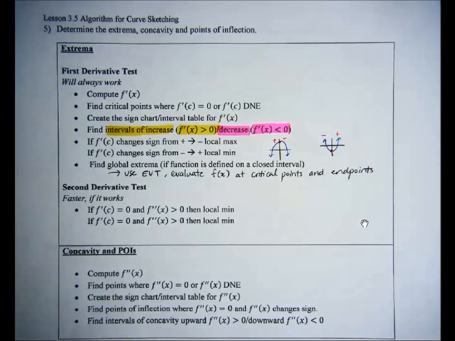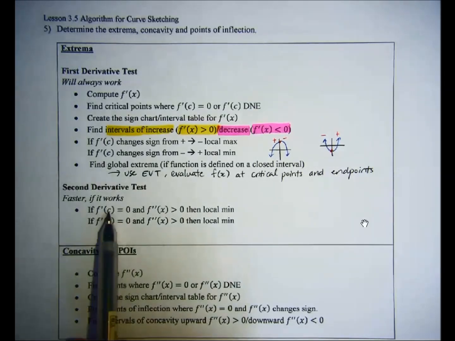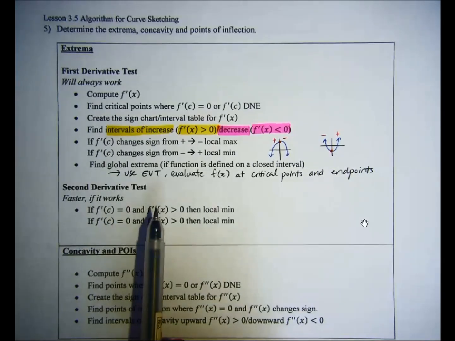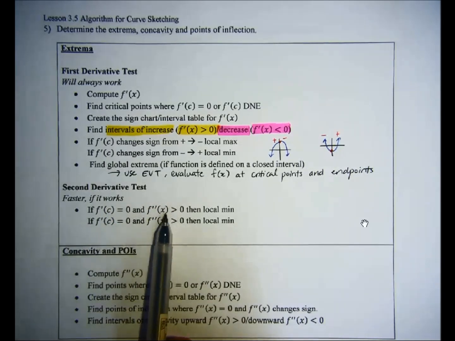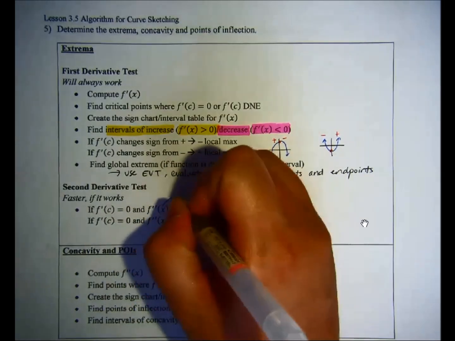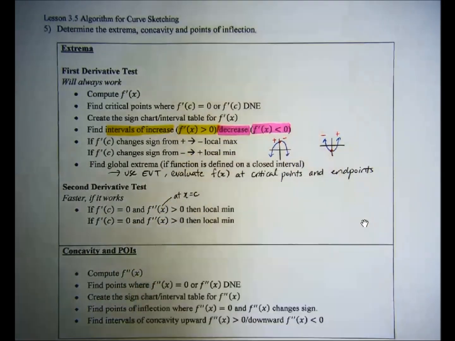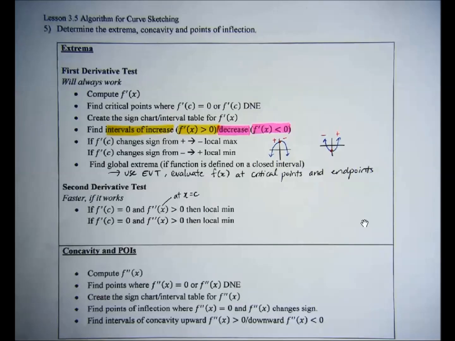And then again, if you want to use the second derivative test instead to find your local extrema, it is faster, but only if it works. So if your first derivative is equal to 0 at some x value of c, and if your second derivative is positive for that x value of c, then you're going to have a local minimum.